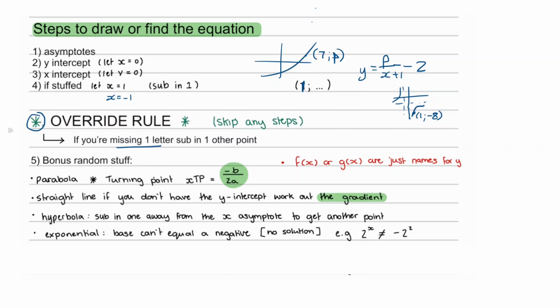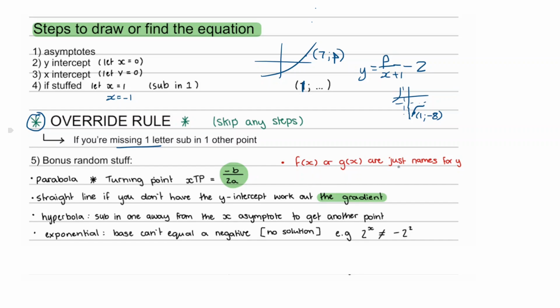This really makes a difference, and you want to keep coming back to this throughout the entire section of functions. Some bonus stuff that's different to what I've written in these 4 steps is the parabolas. To get the turning point, it's minus b over 2a. And that just gives you the x value. Once you've worked out the x value, you'd sub it into the equation to get the y value of the turning point.